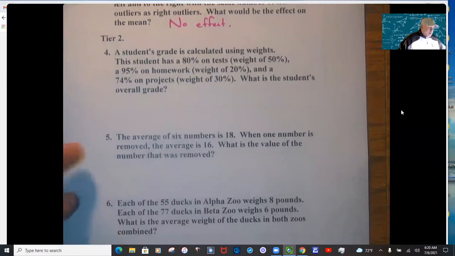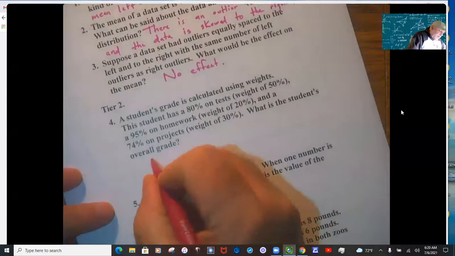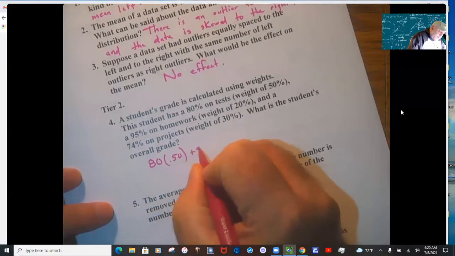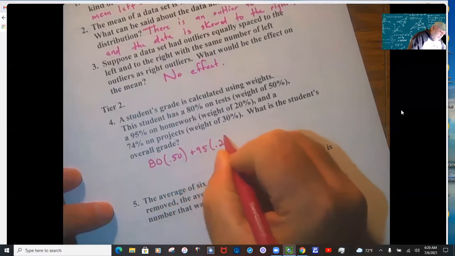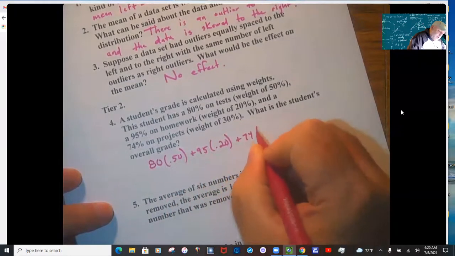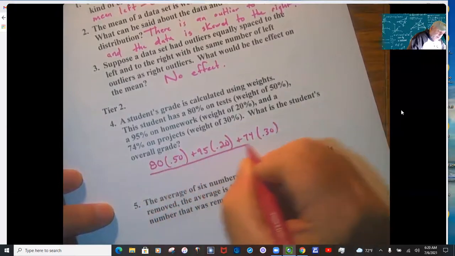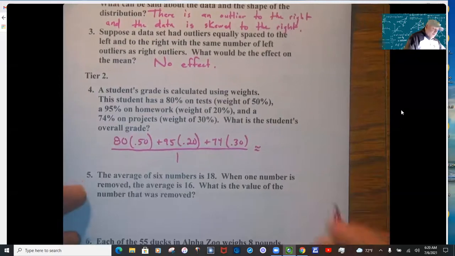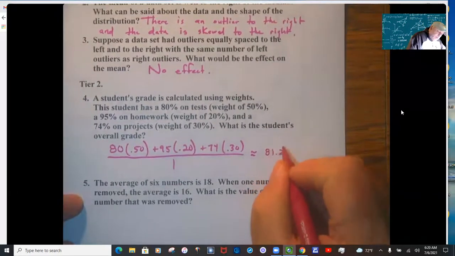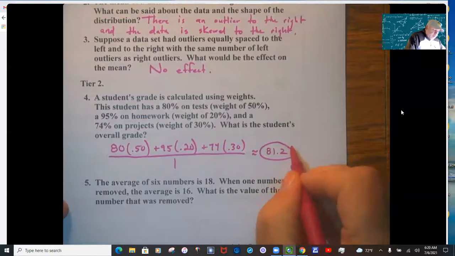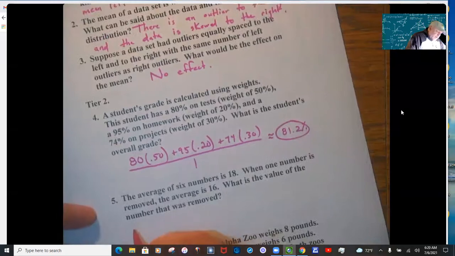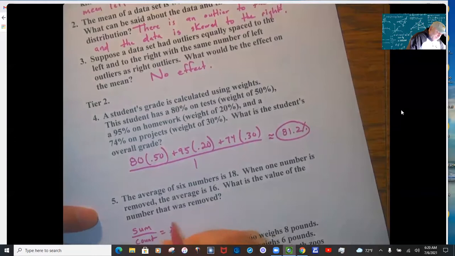Okay, problem 4, same idea as I said in practice quiz 1. You just want to make sure you have all the weights: times 0.2, 74 times 0.3, all divided by 1. And if you don't have all the weights, then you have to divide by the sum of the weights used. So 81.2 is your percent.